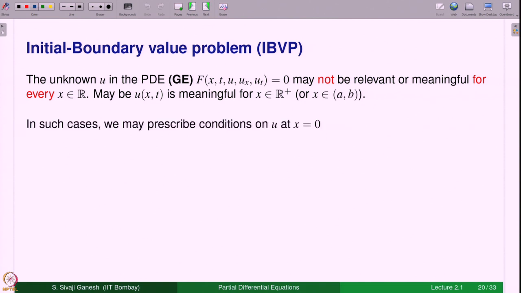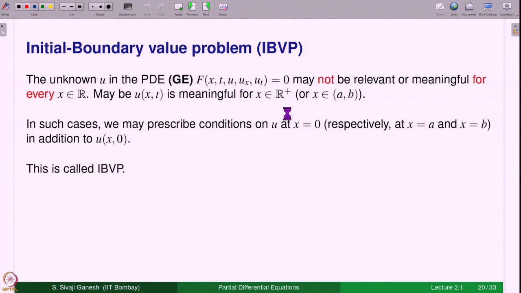In such cases, imagine the first case, if it is meaningful only in R plus, then x equal to 0 is a boundary point of R plus, right. And if you are studying x in (a, b), then there are 2 boundary points, x equal to a and x equal to b. At these points, you need to prescribe some conditions. That is what is called an initial boundary value problem.